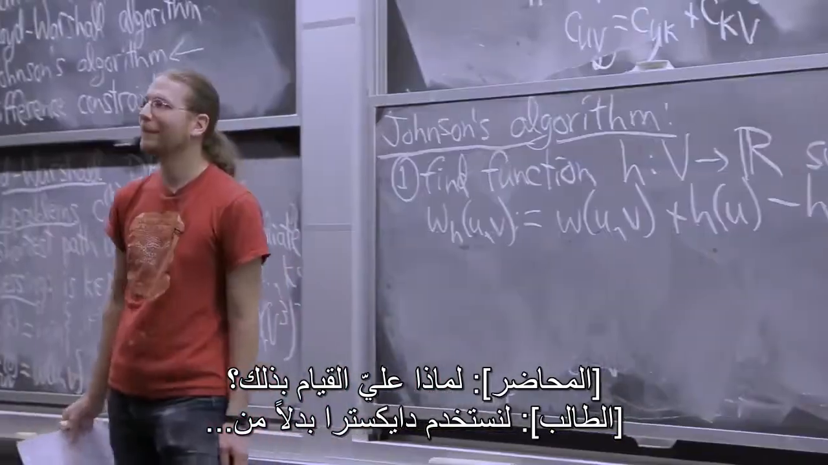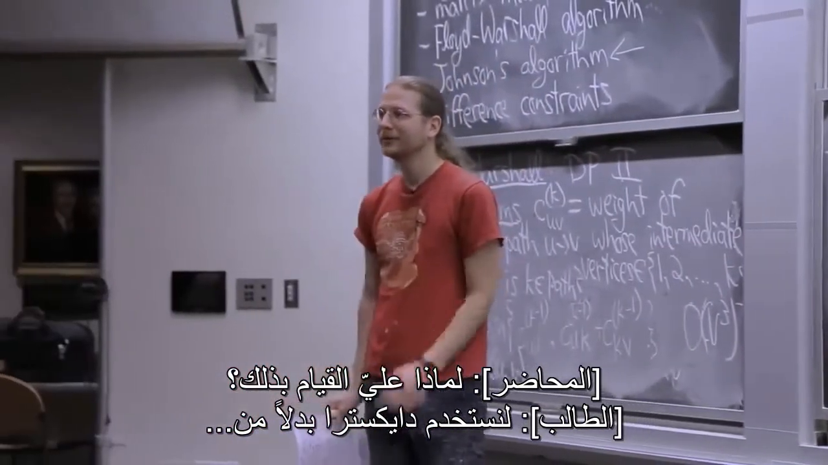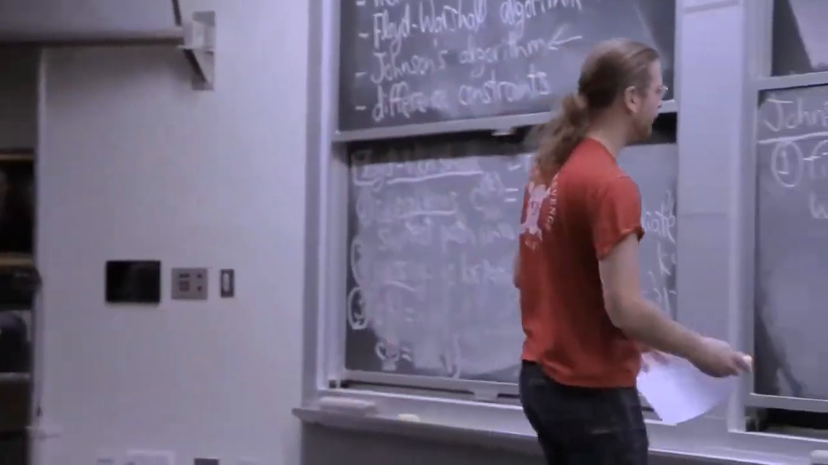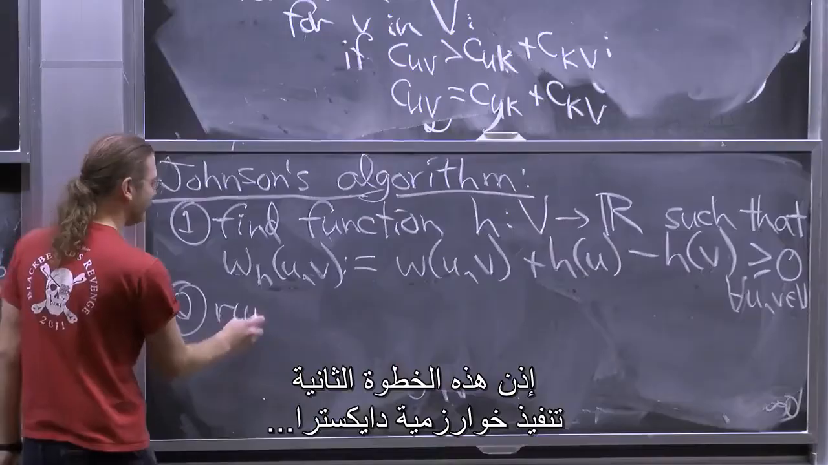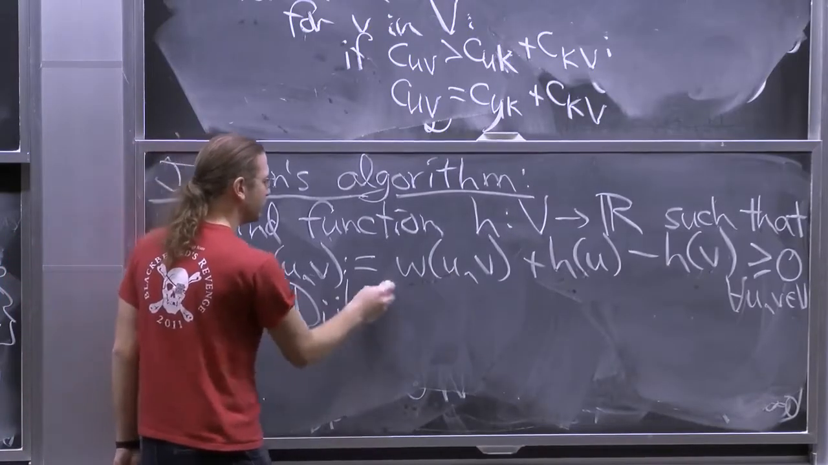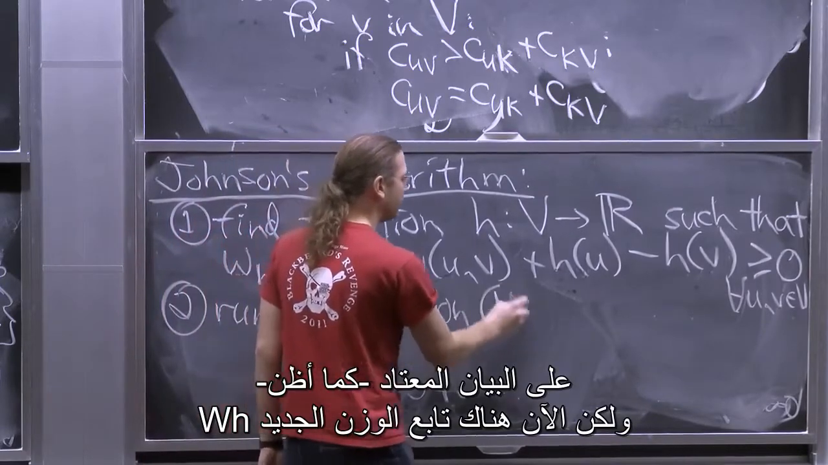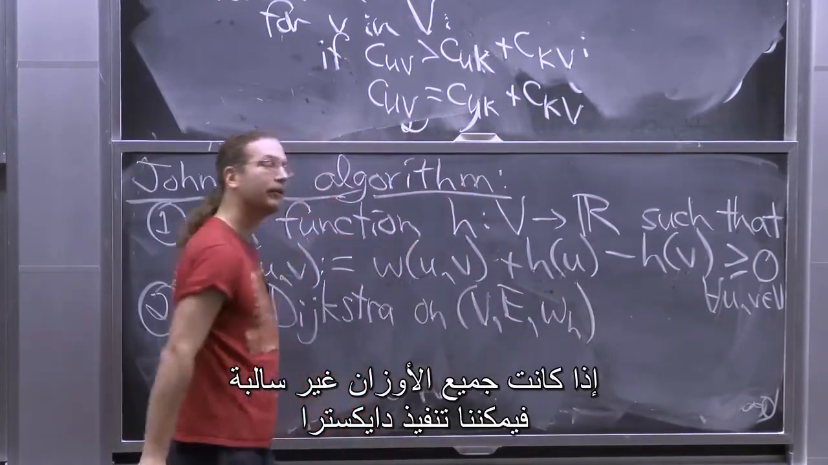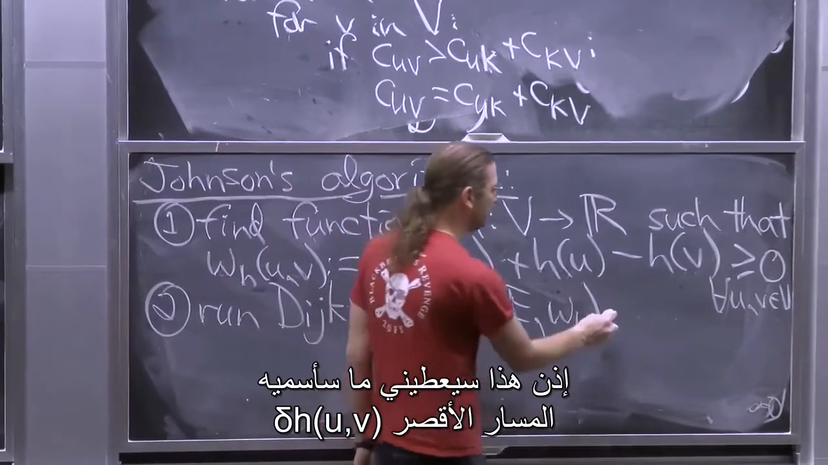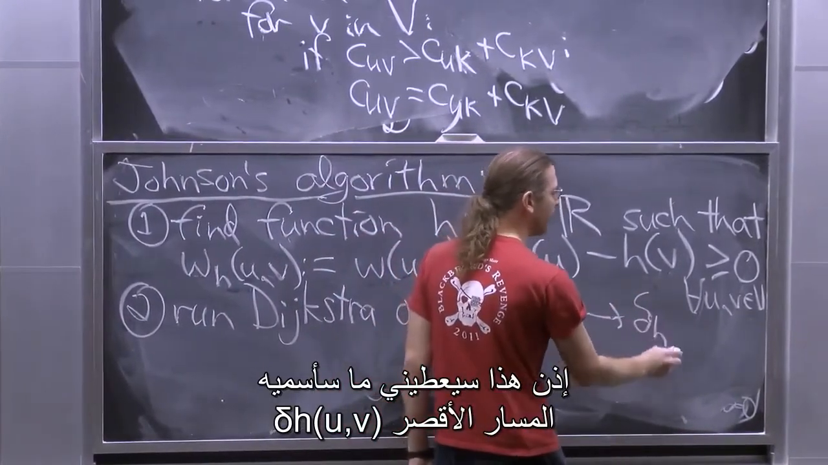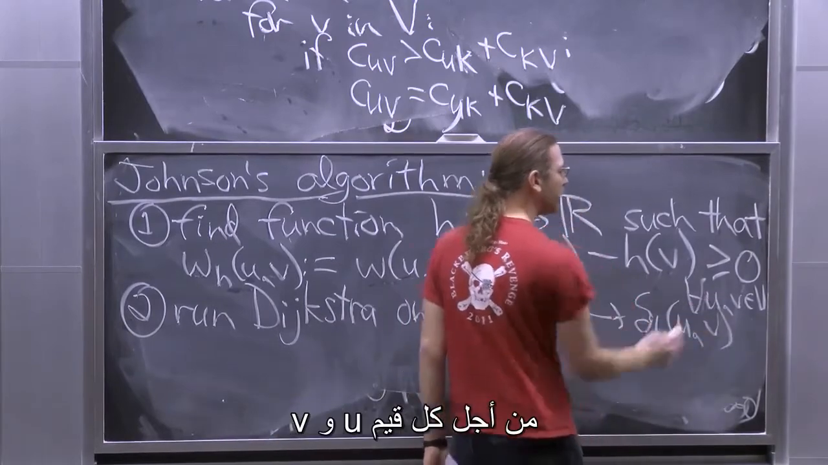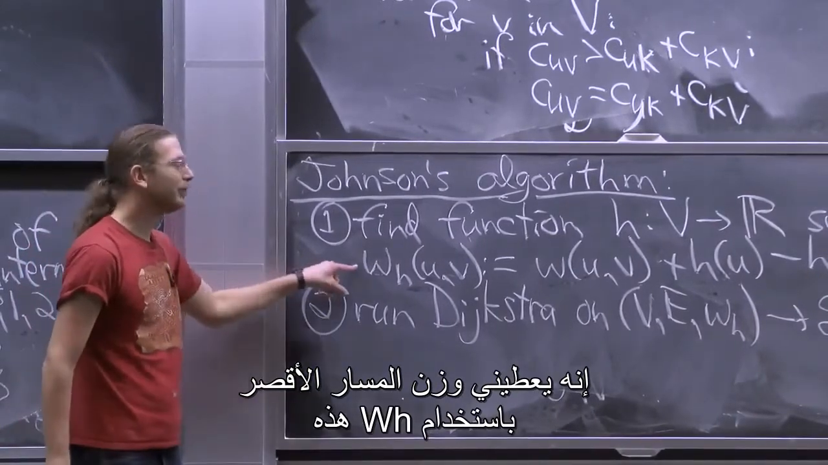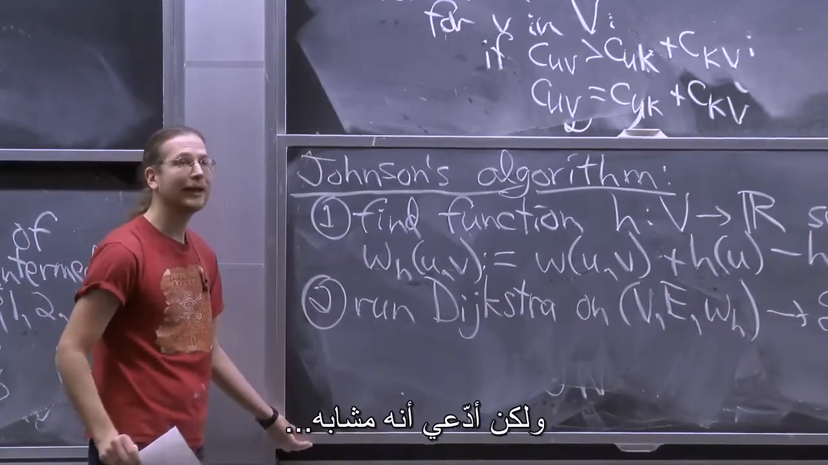Why would I do that? To use Dijkstra instead of Bellman-Ford. Exactly. So that's step 2. Run Dijkstra on, I guess, the usual graph, but now this new weight function w sub h. If all the weights are non-negative, I can run Dijkstra. So this will give me what I call the shortest path weights delta sub h of (u, v) for all u and v. It doesn't give me the actual shortest path weights I want. It gives me the shortest path weights using this w sub h. But I claim it's almost the same.